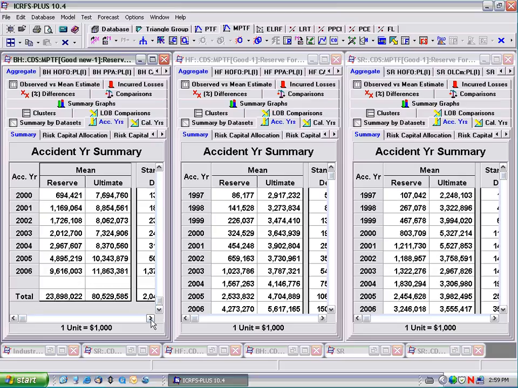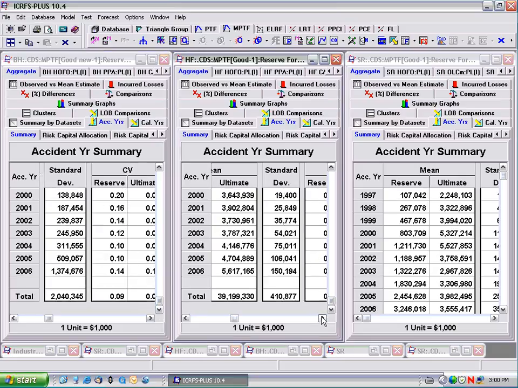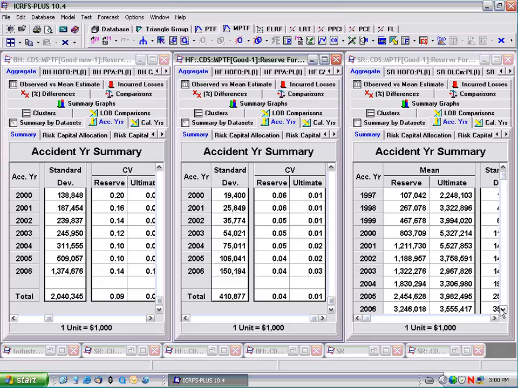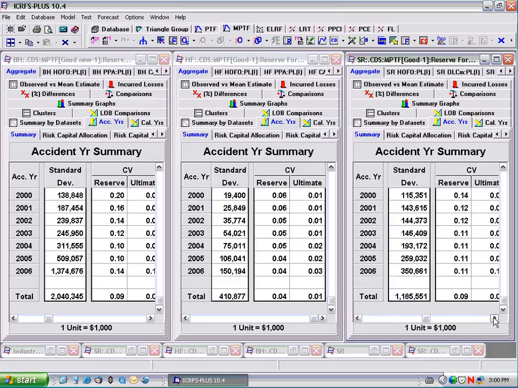Are they 23.89%, 4%, that's the Hartford, and Swiss Re is 9%. It's the same as this one on the right, Swiss Re. You can see SR for Swiss Re, HF for Hartford, BH for Berkshire Hathaway. So Swiss Re in terms of coefficient of variation is the same as Berkshire Hathaway.